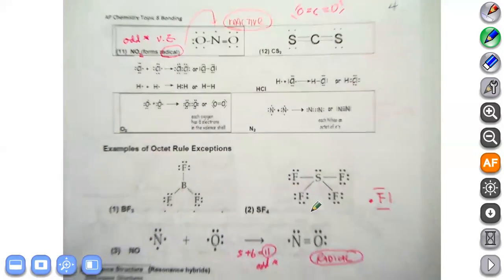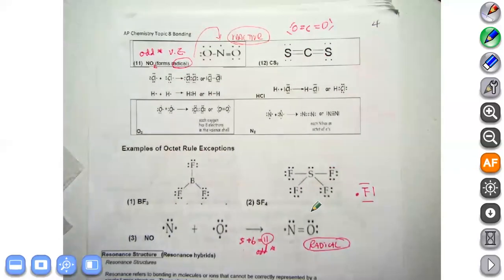So here's an example of a radical, which is NO2. So if you look at NO2, okay, it's a radical. You have an odd number of valence electrons. It's extremely reactive.